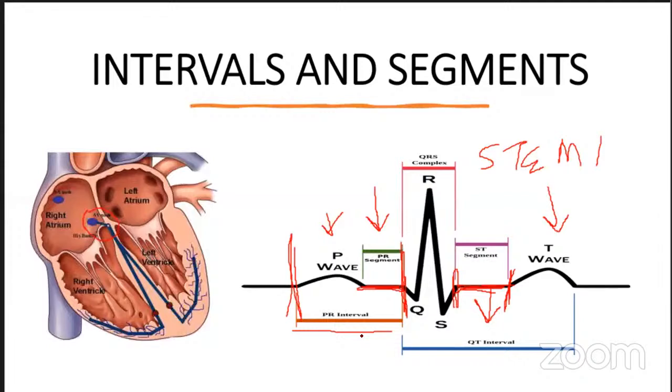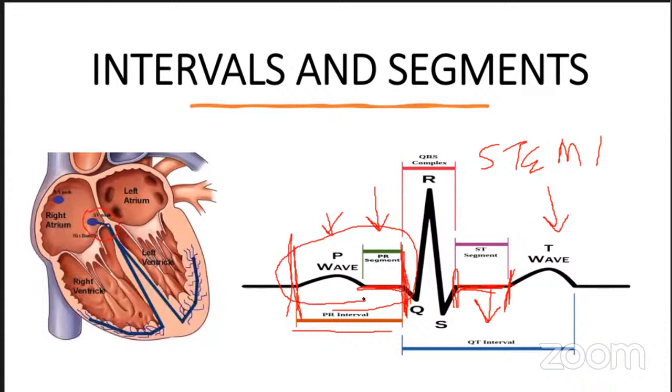Again, we'll look at what the duration of the PR interval should be, but that PR interval, from the beginning of the P wave to the beginning of the QRS complex, represents the time taken for electrical activity to move between the atria and the ventricle. Remember, all of this happening here is all happening within the atria. So that's what your PR interval represents. It represents the time taken for electrical activity to move between the atria and the ventricle.